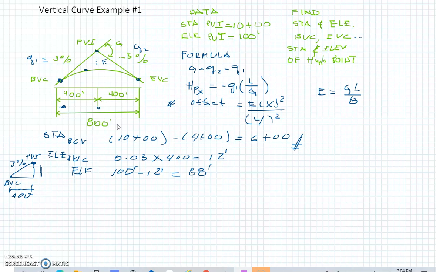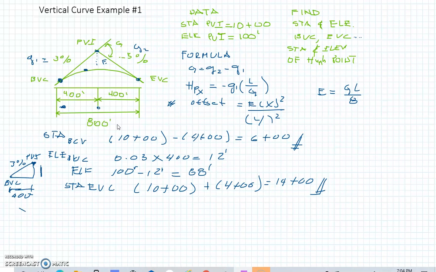That's it. Now the station of the end of my vertical curve is just 10, which is my station at the PVI, plus 4, which is half of my curve, and this is 14, so 14 plus 00. That's the station of the end of the vertical curve.